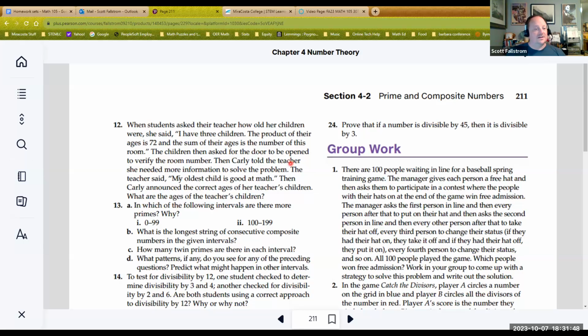And then Carly says she needs more information to solve the problem. The teacher said, "My oldest child is good at math." And that doesn't seem like much of a clue, but then Carly's able to announce it.